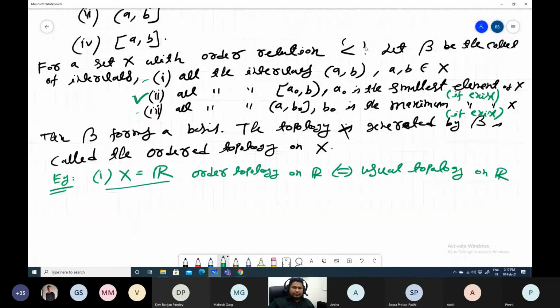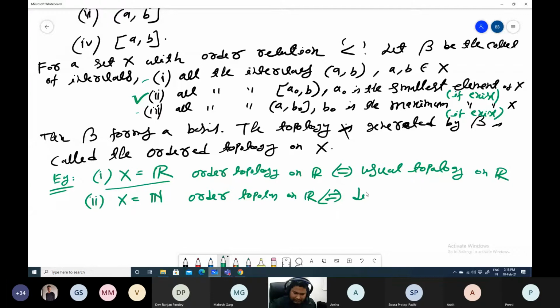Now tell me, if X is equal to the natural numbers, then what will be that order topology on N? Tell me. Discrete topology. Yes. So it is the same as the discrete topology.